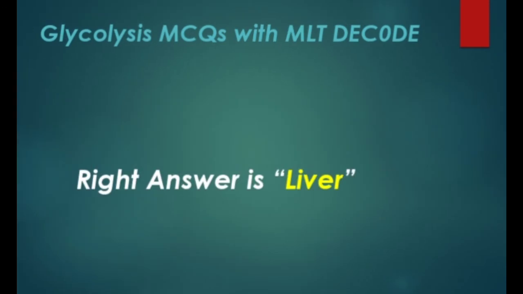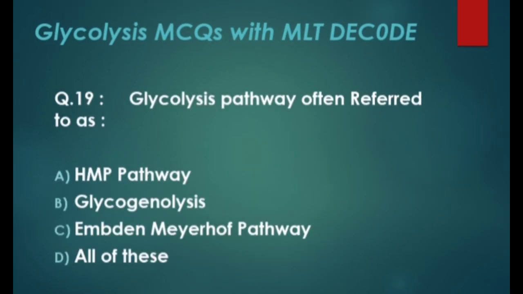Next: the glucokinase enzyme of glycolysis is only present in skeletal muscles, brain, liver, or pancreas? Right is liver. Next: the glycolysis pathway is often referred to as the HMP pathway, glycogenolysis, Embden-Meyerhof pathway, or all of these? Right is Embden-Meyerhof pathway.